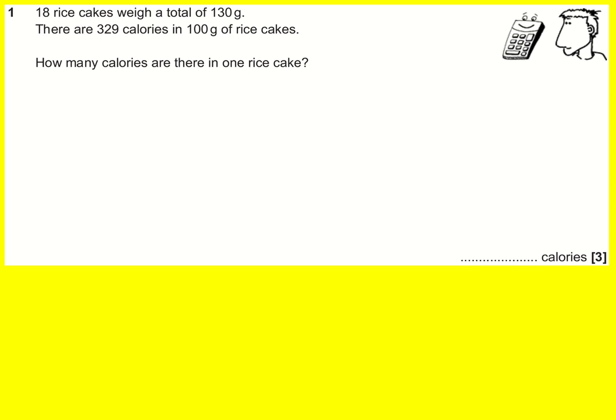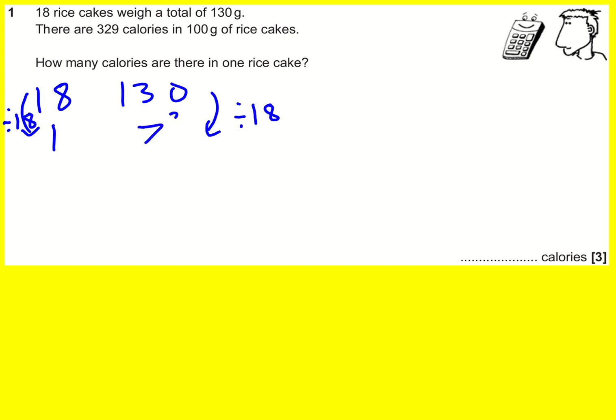I think it's best to take this question quite slow and just realize what you're multiplying by and what you're dividing by. So if I start with 18 rice cakes and they weigh 130 grams, then I can work out what one rice cake weighs by dividing through by 18. Technically, I'm using proportion here and I'm just dividing both by 18. And what I get then here is 7 and 2 ninths.